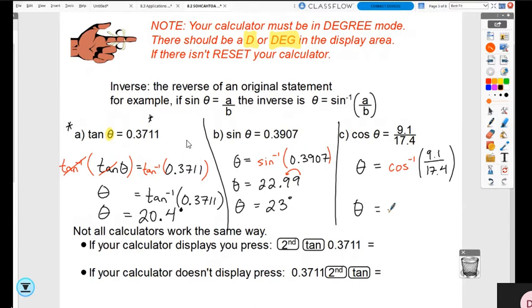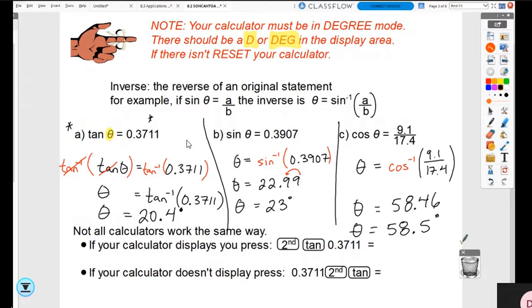Anyone? 58.46. So we'll round that to one decimal place and say 58.5 degrees. Don't forget the little degree symbol, because we are talking about angles, right? Theta is an angle. Okay. Any questions for me about calculator use or any of this stuff? Any questions? Yeah.